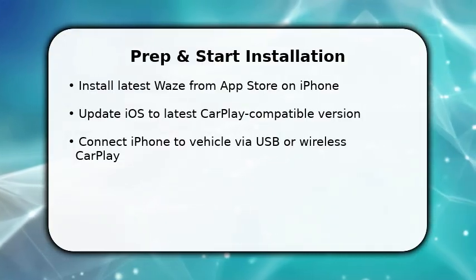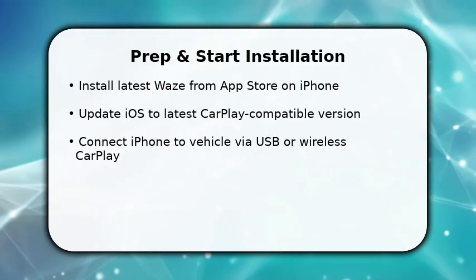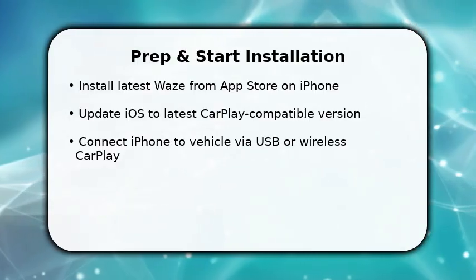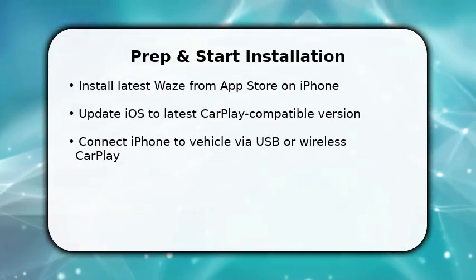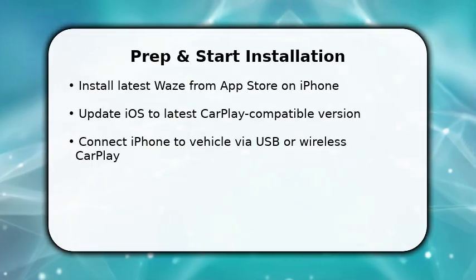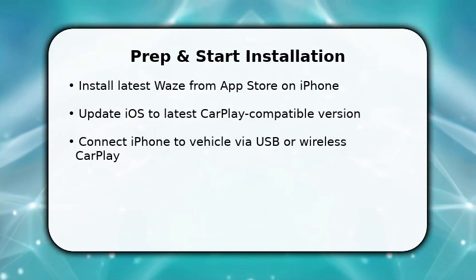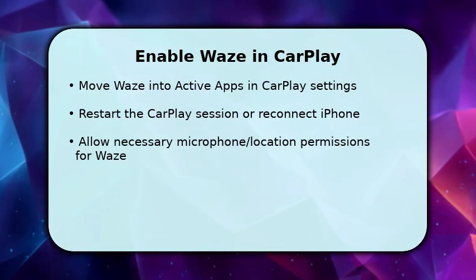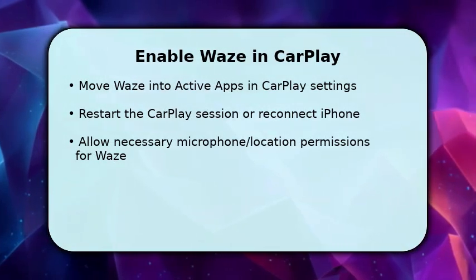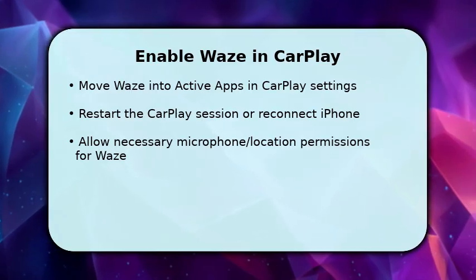Open Settings, General, CarPlay, and select your vehicle to manage apps. You're starting the integration now, so tap Customize to ensure Waze is enabled in the active app list. This step lets the Waze icon appear on your CarPlay screen immediately. Now you enable and position Waze for easy access. In CarPlay settings, drag Waze into the top active row. Placement matters for quick reach while driving.